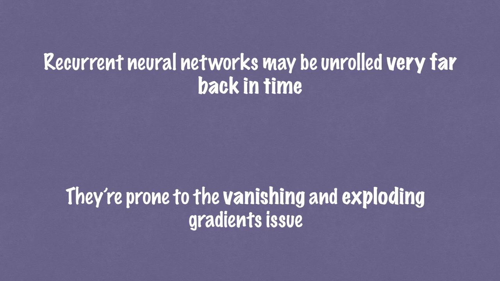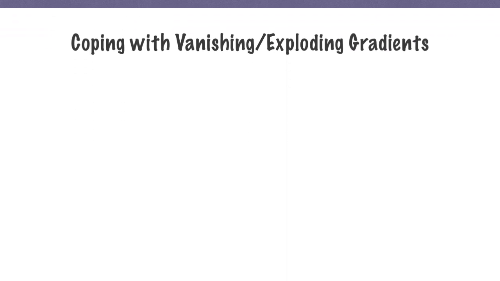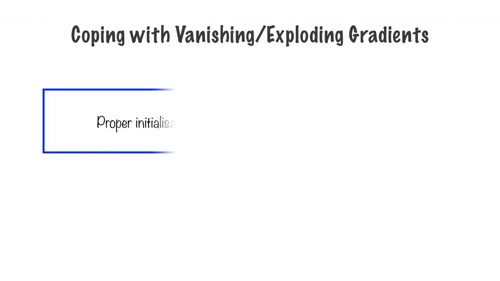Because recurrent neural networks can be deep, they may be unrolled very far back in time to learn sequences that occurred a long time ago. Those sequences might be very relevant for problems or predictions that you want to make now. This makes RNNs especially prone to vanishing and exploding gradients because gradients have to be propagated back through all of those layers. We studied this problem in some detail when we first looked at neural networks.